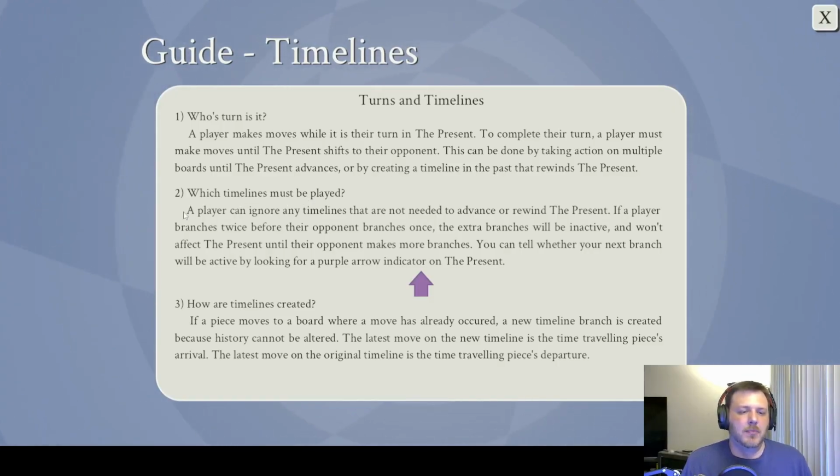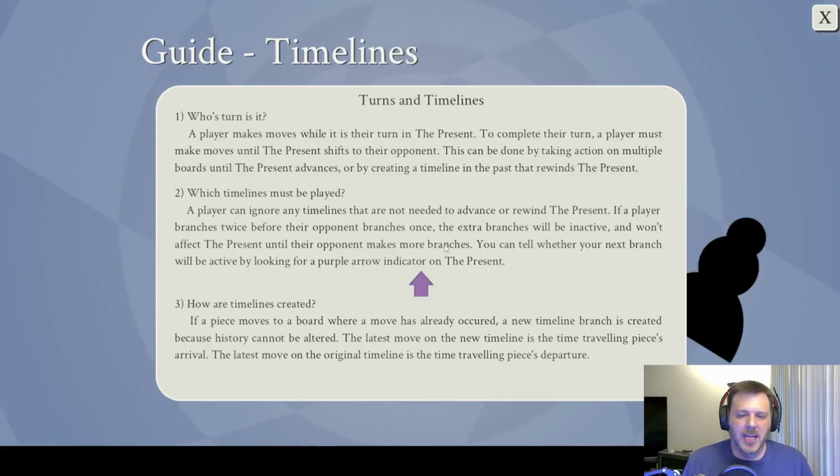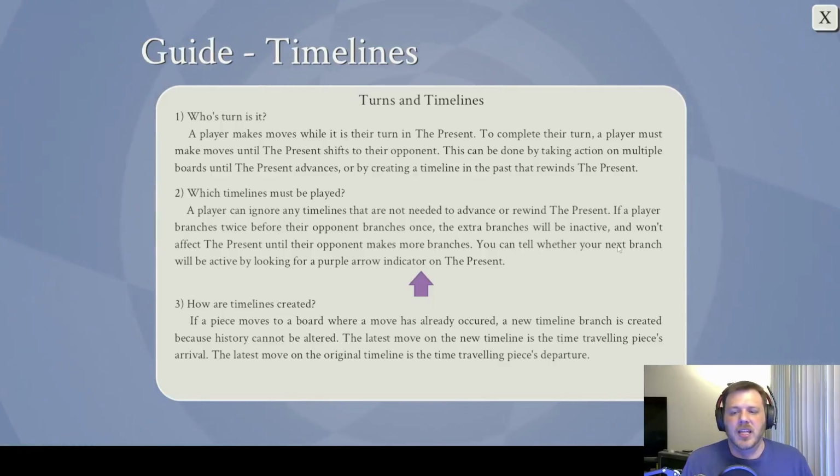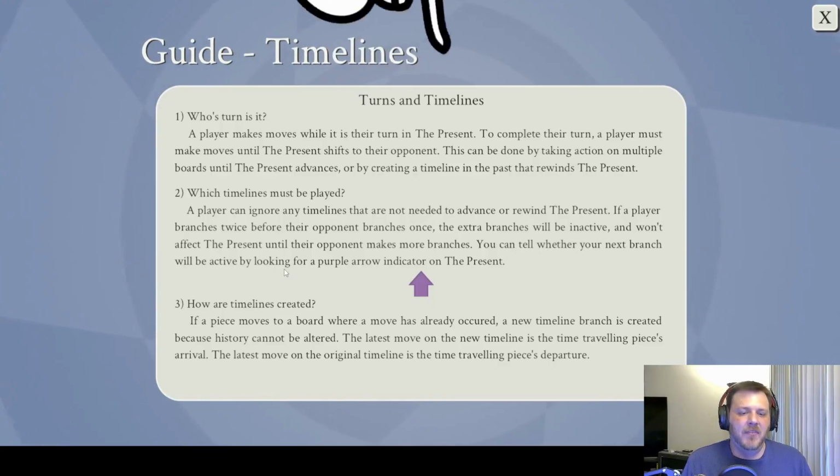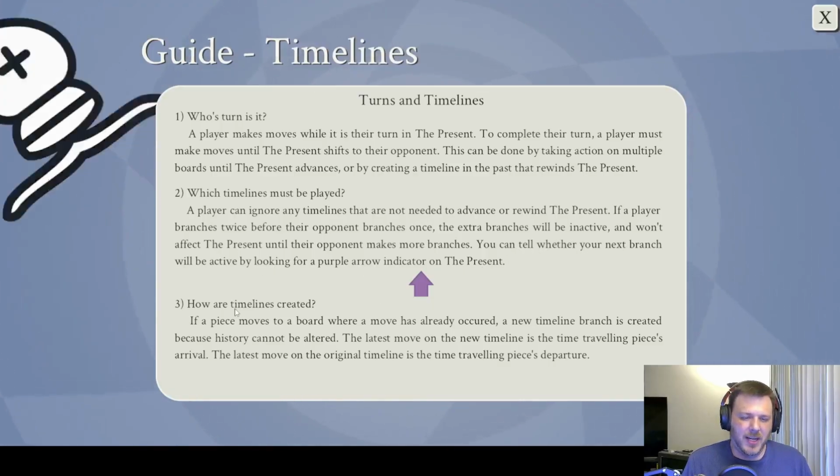Which timelines must be played? A player can ignore timelines that are not needed to advance or rewind the present. If a player branches twice before their opponent branches 1, the extra branches will be inactive and won't affect the present until their opponent makes more branches. You can tell whether your next branch will be active by looking for the purple indicator in the present.